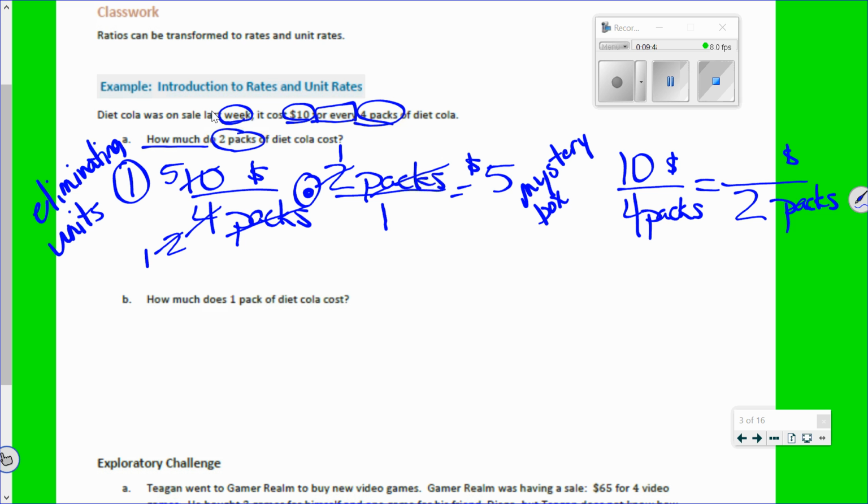And so here's what Solo did. Solo said, well, how about I go from 4 to 2? Divided by 2. That's what goes in my mystery box. The mystery box is saying, how did I go from one side of this proportion to the other? Dividing by 2. So if I divide by 2 on the bottom, guess what I have to do on the top? Divide by 2 gives me $5. So 2 different ways to get the same answer. Make sense?